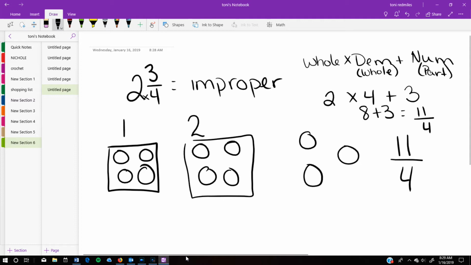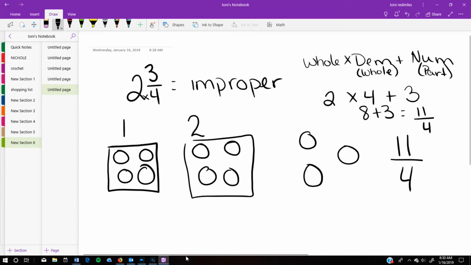Drawing and modeling it is awesome. You should be able to draw and model it in the beginning, but eventually, because math keeps building on itself, we have to find a quicker way of doing things. That way we can do it quicker because we've now added in another step.